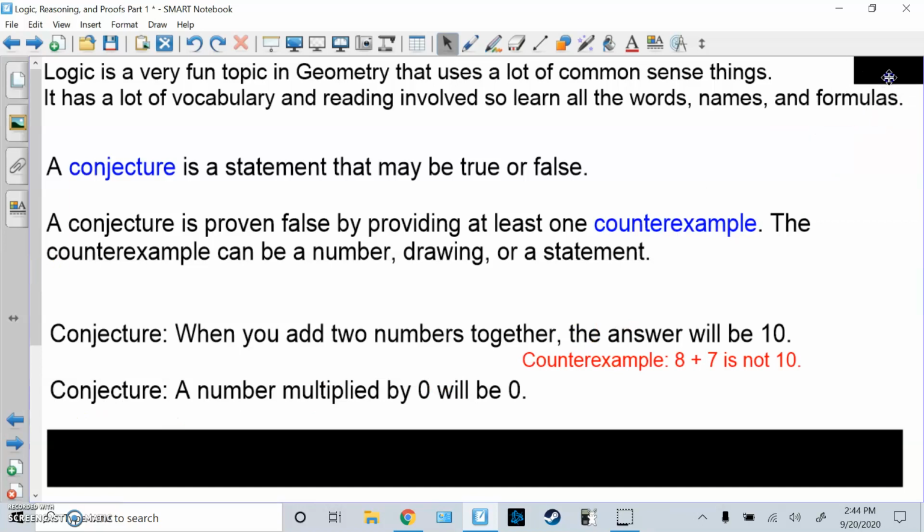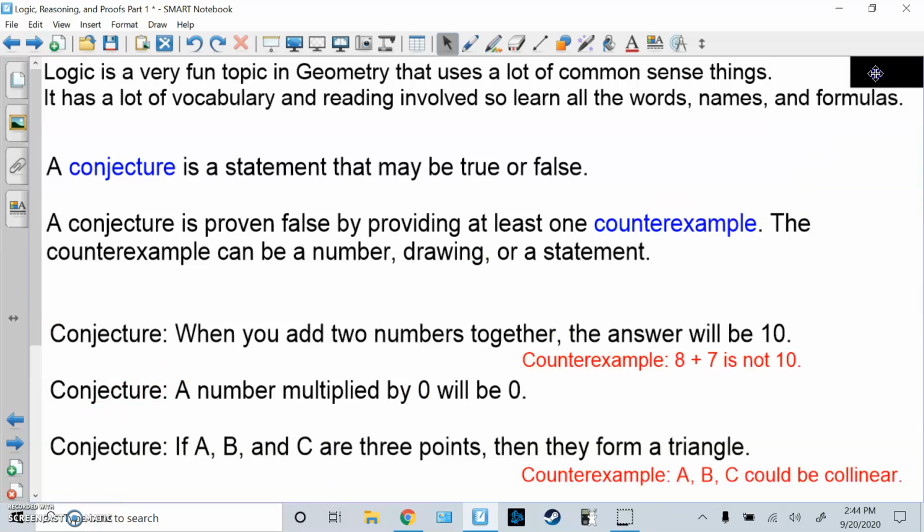Here's another conjecture. A number multiplied by 0 will be 0. Well, we can't disprove that, so that's true. Here's another one. If A, B, and C are 3 points, then they form a triangle. That's mostly true. One time it could be false: if A, B, and C are collinear on the same line, so you can't form a triangle there.